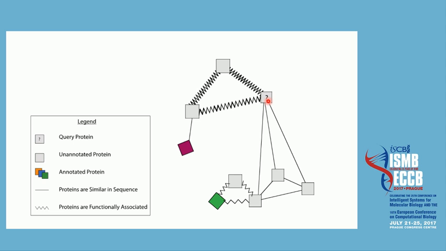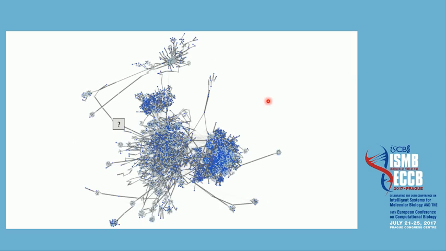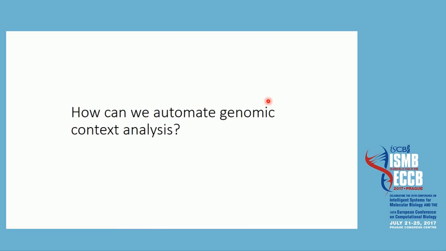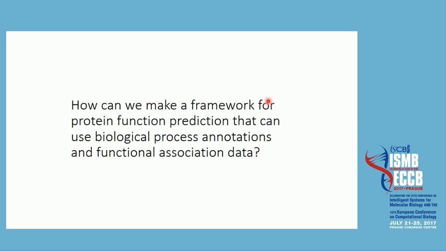Now, that sounds good, but when you look at the actual scale of this problem, it's much, much greater. And it's clear that manual genomic context analysis at this scale is infeasible. So the question we're trying to solve is how can we automate genomic context analysis? But the first step to do this, or I guess the perspective that we're going to take on this, is how can we make a framework for protein function prediction that can use biological process annotations and functional association data.